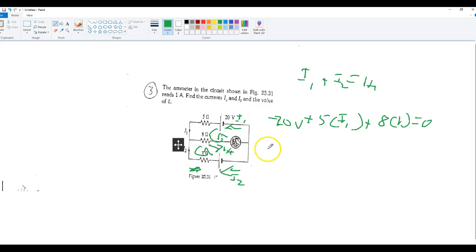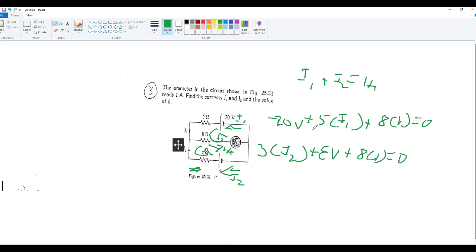Over here, we're going around. Let's just start here. We get 3I2. Now, it's going to the plus side of this battery. We don't know what this voltage is, so I'm just going to label it E volts, plus 8 times 1 as well, is equal to 0. Perfect. So we can solve for I1 immediately.